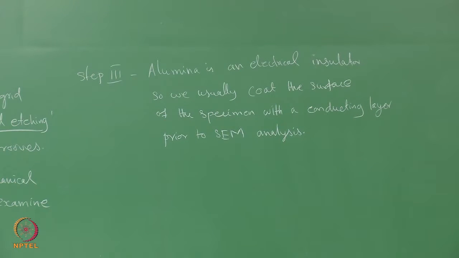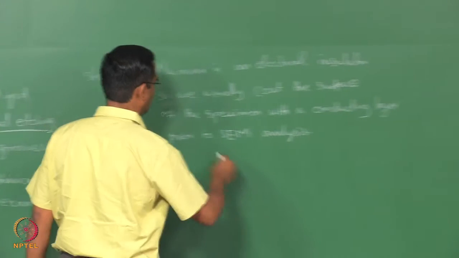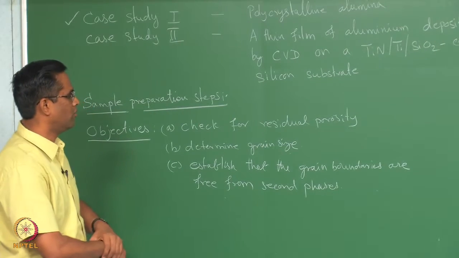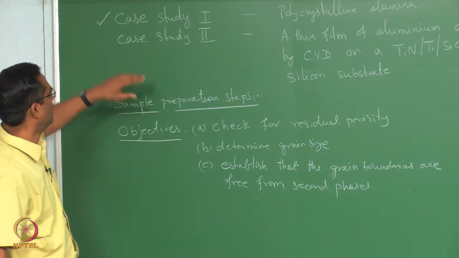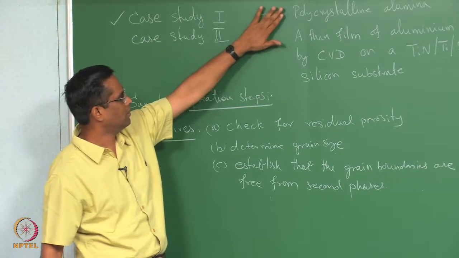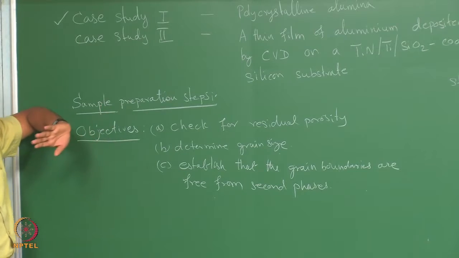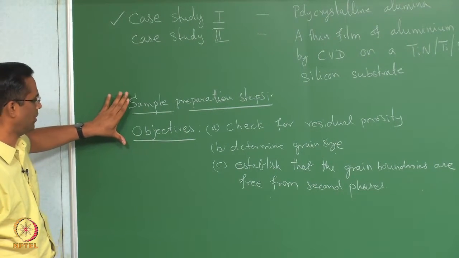So, we can use any of the conducting coating on the specimen surface before the SEM analysis is taken up. So, these are the important steps you have to consider before we go to the SEM analysis. So, I will repeat quickly. We are now looking at the polycrystalline alumina under SEM.